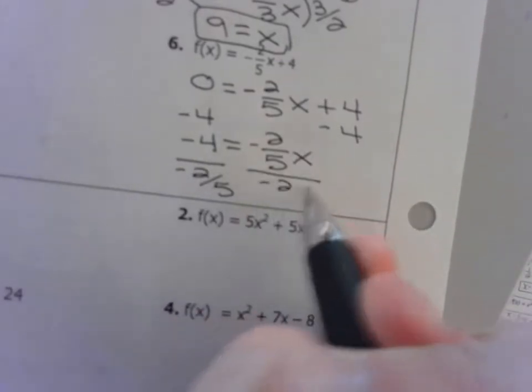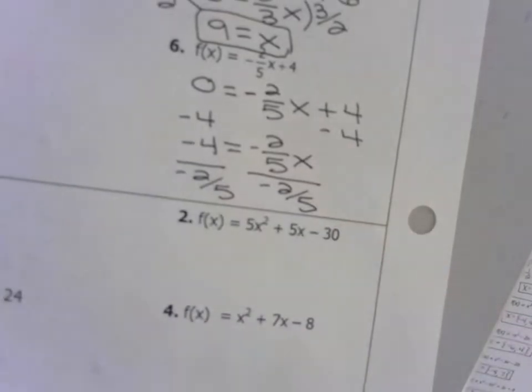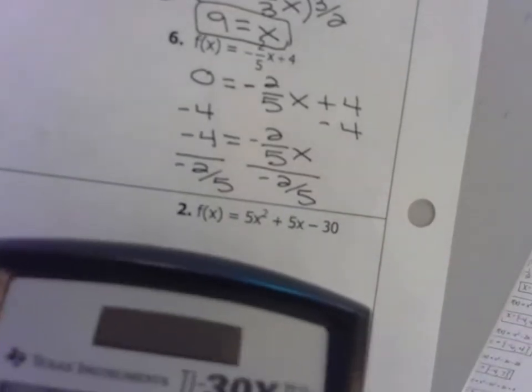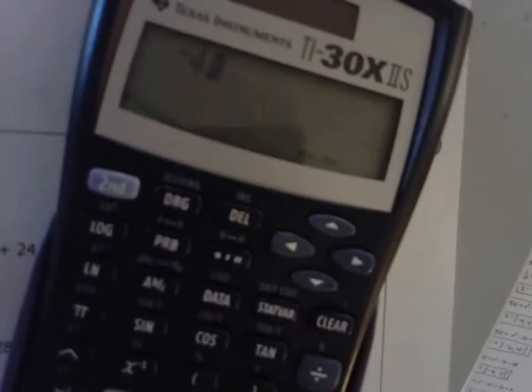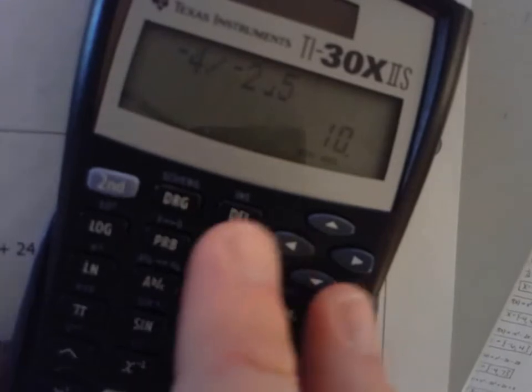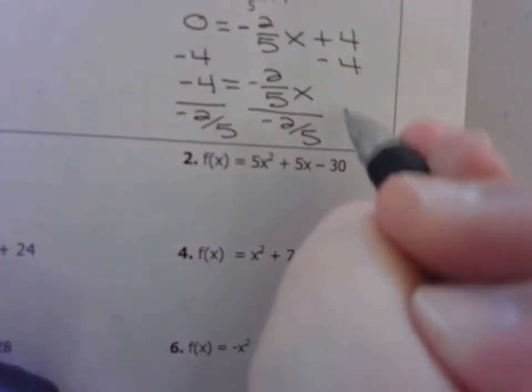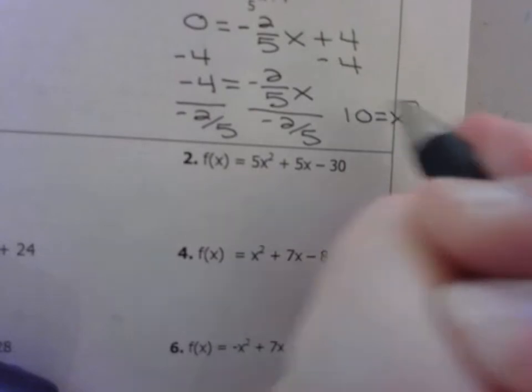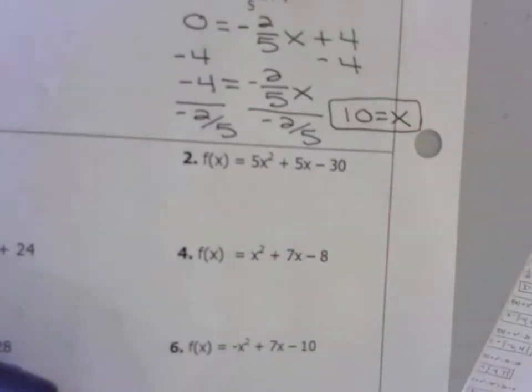If I divide by negative 2/5, when you plug it in your calculator, you have to put negative 4 divided by negative 2/5. 10. Make sure you put negatives. So x is 10. So that's all you do with those. Okay. Any questions so far?